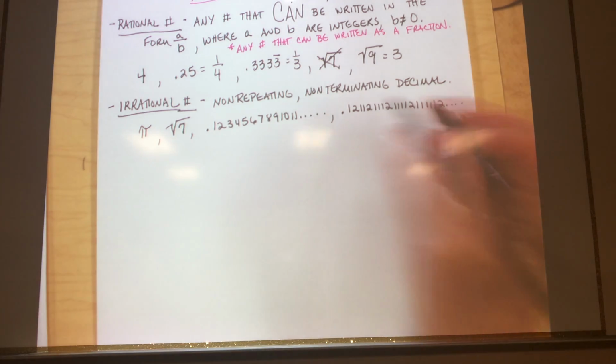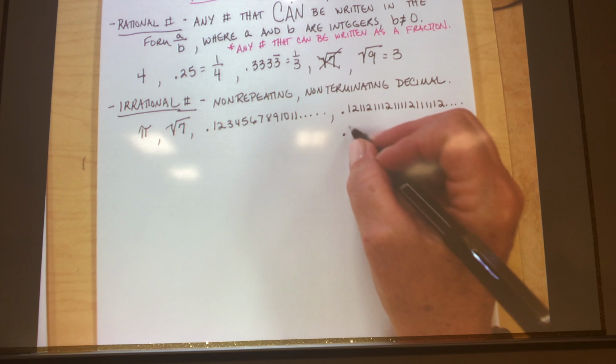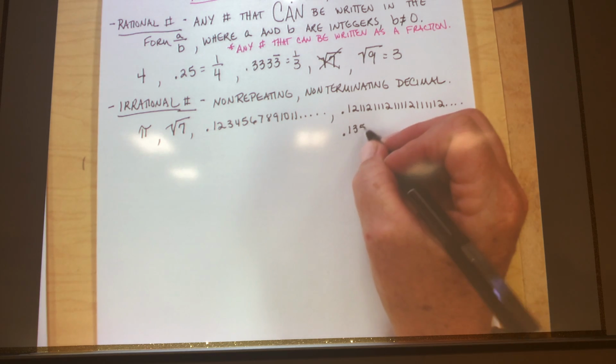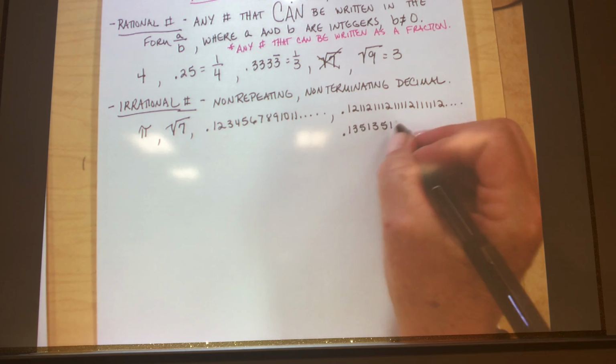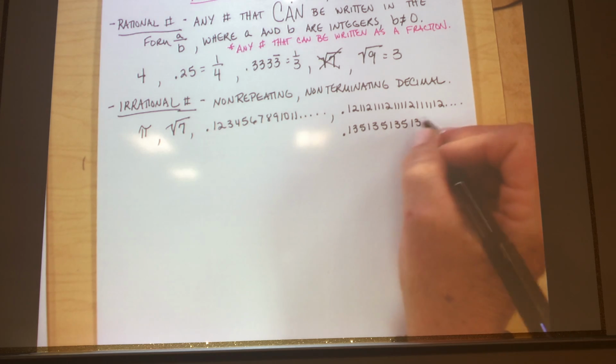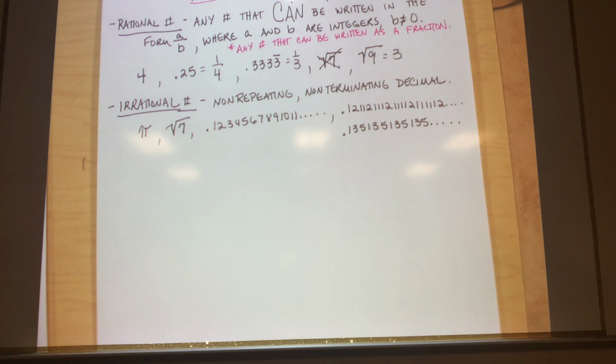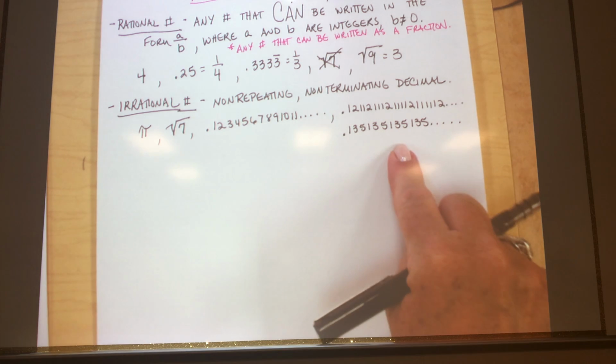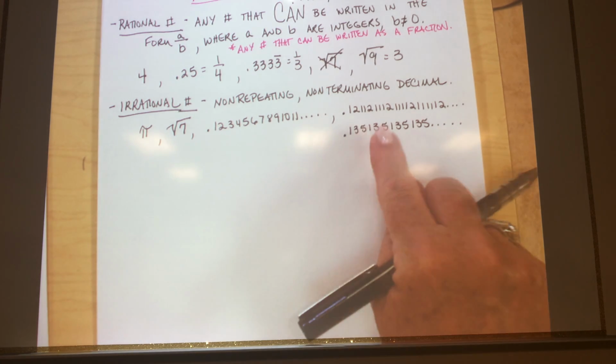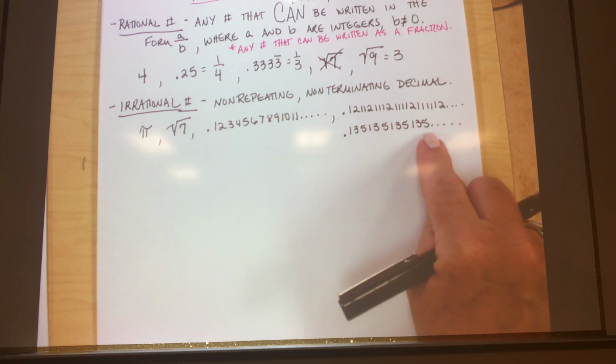Like, look at this. What about this number right here? 0.135, 135, 135, 135. Yeah, that repeats. What does it repeat? 135, 135, 135. You see what I'm saying?